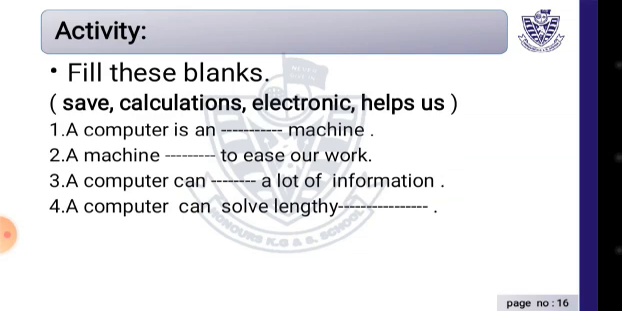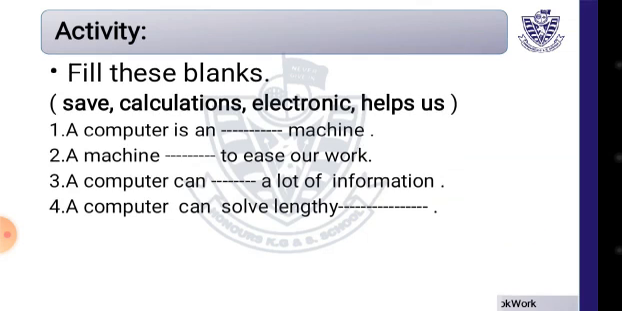Number one is, a computer is an dash machine. So the correct word is, a computer is an electronic machine. Number two, a machine dash to ease our work. A machine helps us to ease our work. Number three, a computer can dash a lot of information. A computer can save a lot of information. Number four, a computer can solve lengthy dash. A computer can solve lengthy calculations.